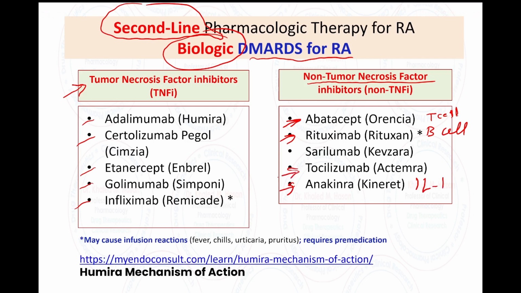Then we have Actemra, tocilizumab, which works on inhibition of interleukin 6. So you can see what we have here regarding the category classification of biological factors. We need to remember the categories here. For tumor necrosis factor, we have adalimumab, satralizumab, etanercept, golimumab, infliximab. For non-tumor necrosis biological factors, we have abatacept, rituximab, tocilizumab, and anakinra.